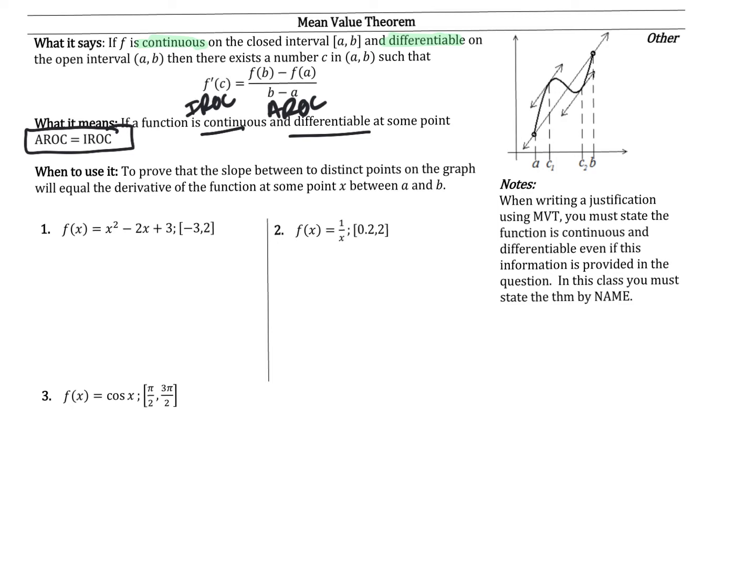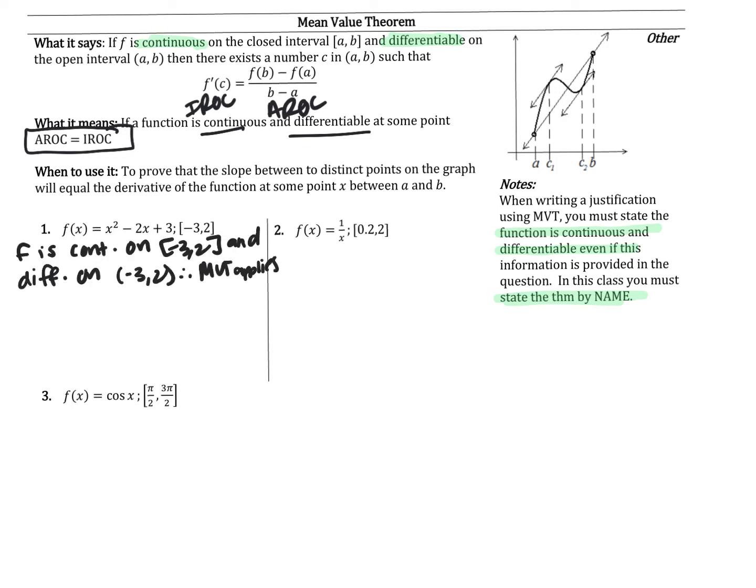So let's go ahead and look at some examples here, and you'll see I have more examples here just because I really want you to get the hang of practicing with the mean value theorem. So when you're answering these free response questions, you need to make sure that you state that the function is continuous and differentiable, even if it's given in the problem. And then for this class, I would like you to state the theorem by name. So number one is a polynomial, so I know it's continuous and differentiable. So I'm going to state that first.